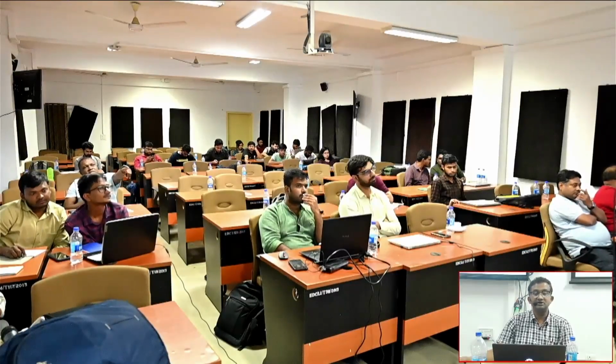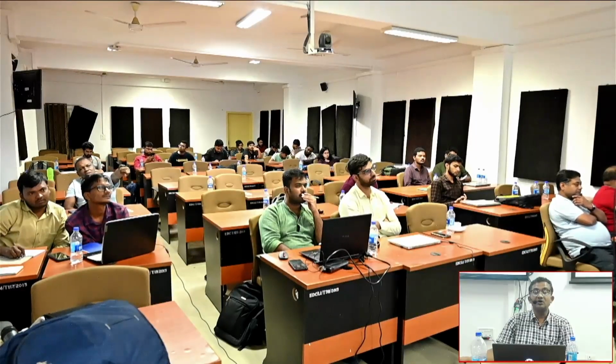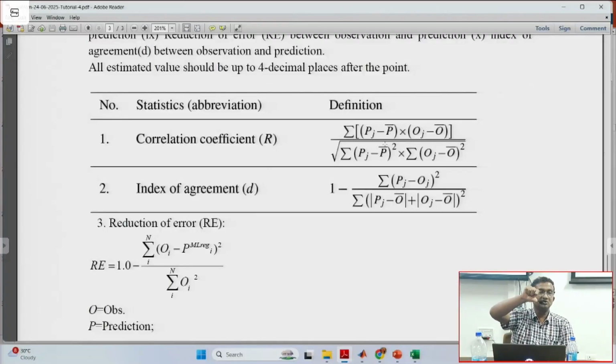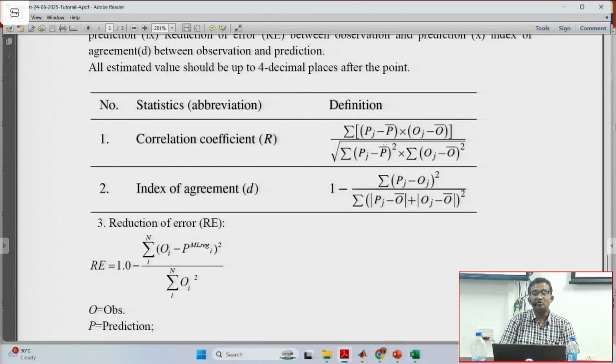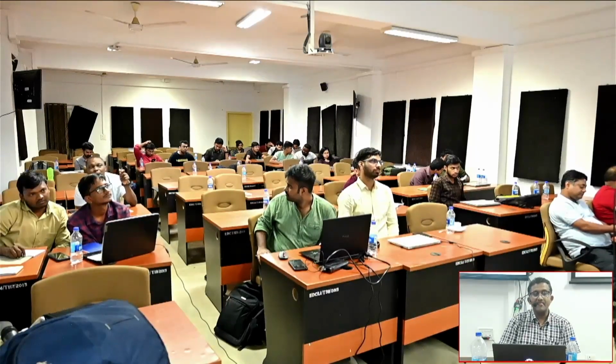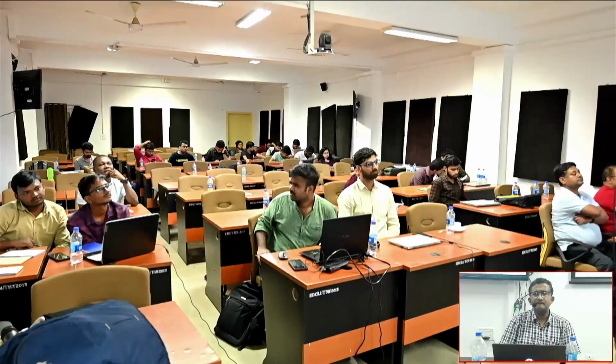The correlation coefficient, sir, is working on two variables. What if we have more than two variables, like Pj, Oj? It is actually a vector. Observations are a vector, it may contain values. My question is, what if we have three or more vector parameters?